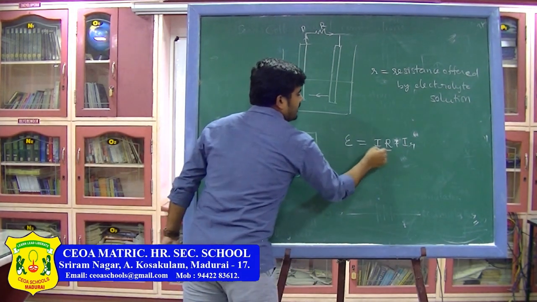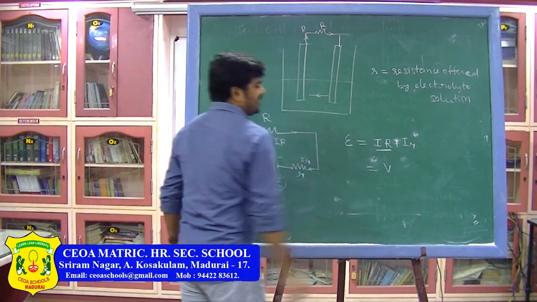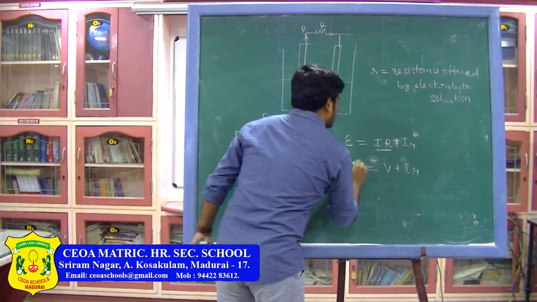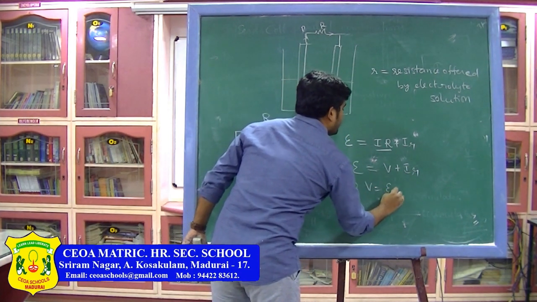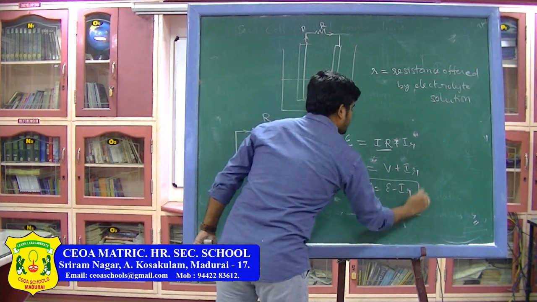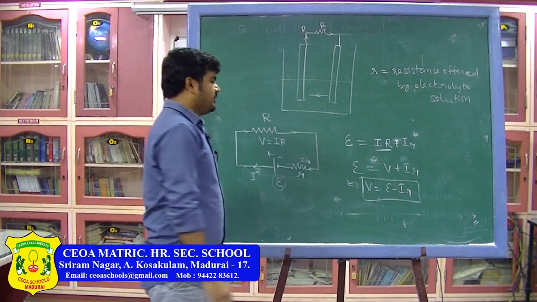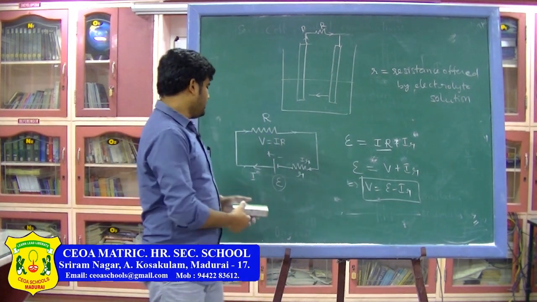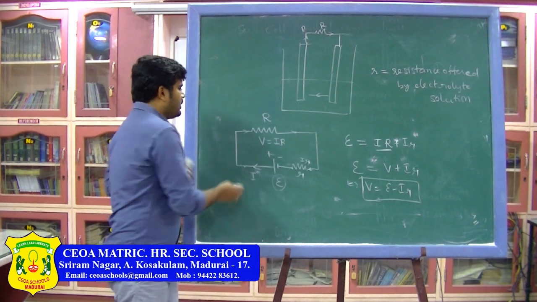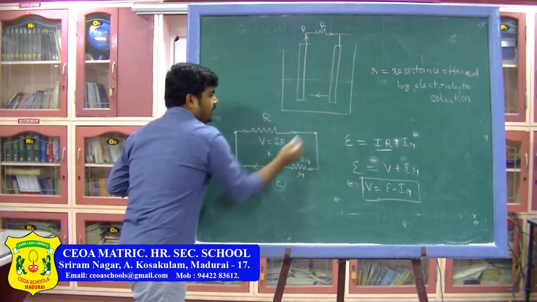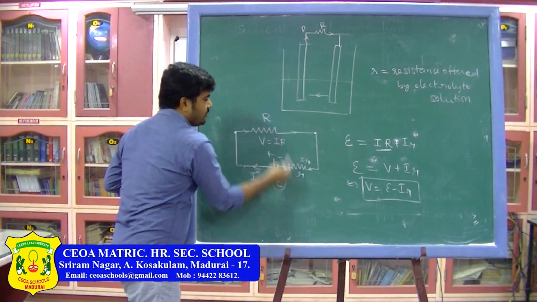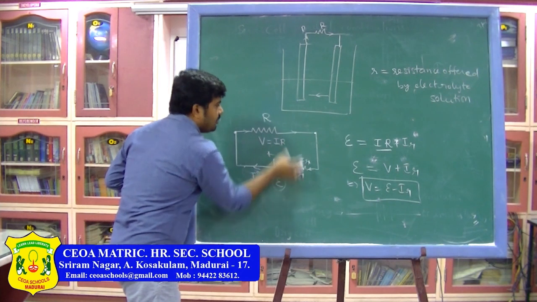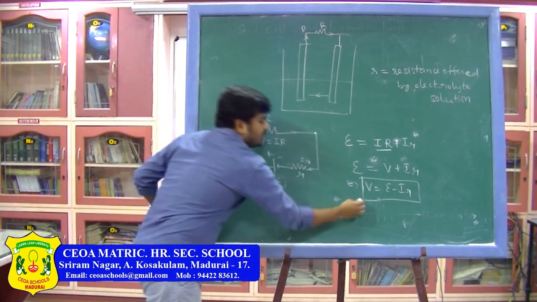So I can write it as V, the potential drop across the external resistor, plus I into small r, equal to E. That is, V is equal to E minus Ir. This equation is nothing but the equation of a simple cell circuit: V is equal to E minus Ir, where V is the potential drop across the terminals of the cell. Suppose you take this point and this point, and these two parts are in parallel. So this potential difference must be equal to this potential difference. So E minus Ir will be equal to I into capital R. That is what this equation indicates.